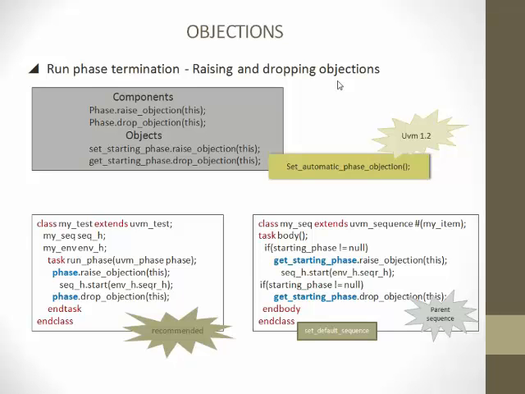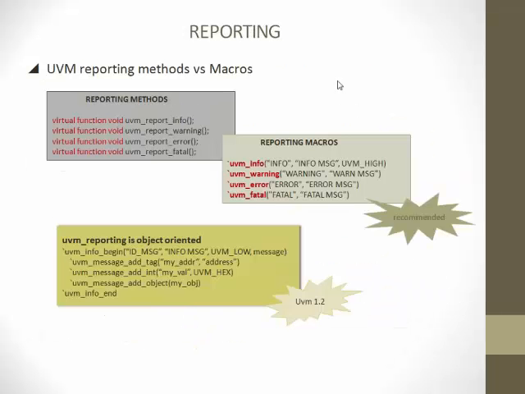So coming to reporting, when it comes to reporting, we have reporting methods and we have reporting macros. So earlier when we started using this, we started with UVM reporting methods, most of us, right? And then we moved on to use UVM macros, right? So what is the advantage? Why should I use, the recommended thing is UVM macros rather than UVM reporting methods.